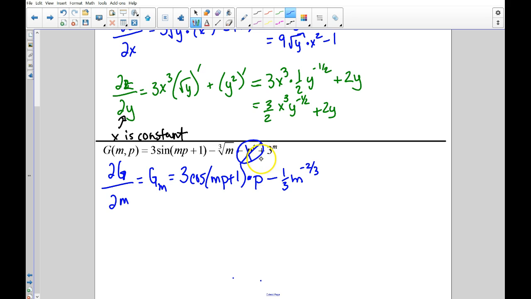Okay, and now this last one, remember that m is in the exponent, so this is an exponential function, and the derivative of that is 3 to the m times natural log of 3. Okay, now at this point, I encourage you to pause the video and find the partial of g with respect to p.